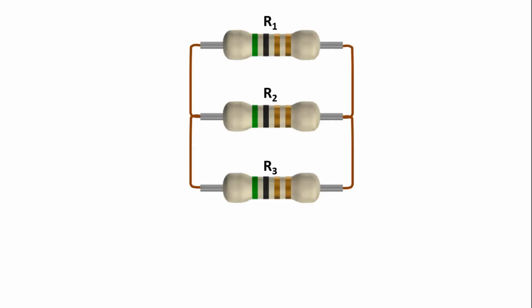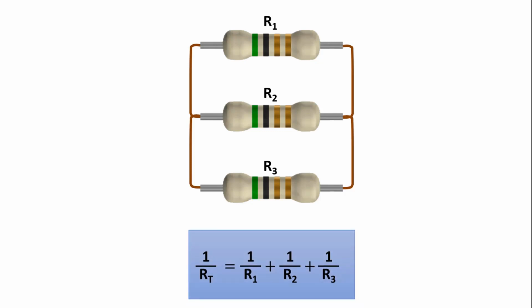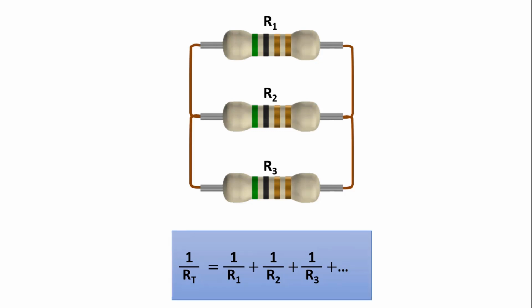In parallel circuits, we find the total resistance by adding the inverses of all resistances. If we name the resistors here as R1, R2, and R3, the total resistance will be 1 over RT equals 1 over R1 plus 1 over R2 plus 1 over R3. Total resistance is shown as RT. We can find the total resistance by adding the inverses of all the parallel resistances.